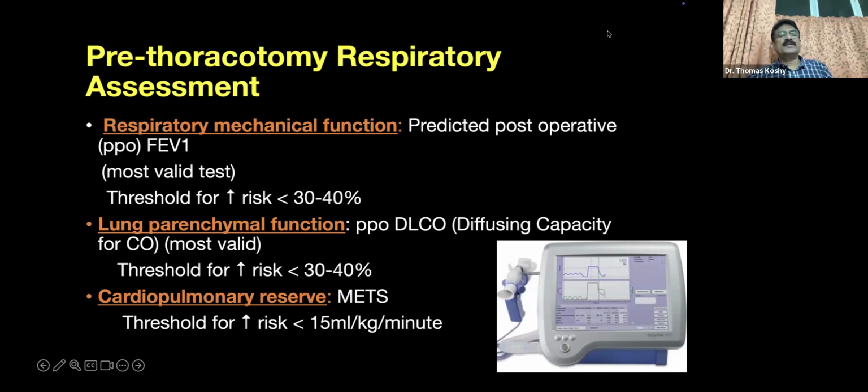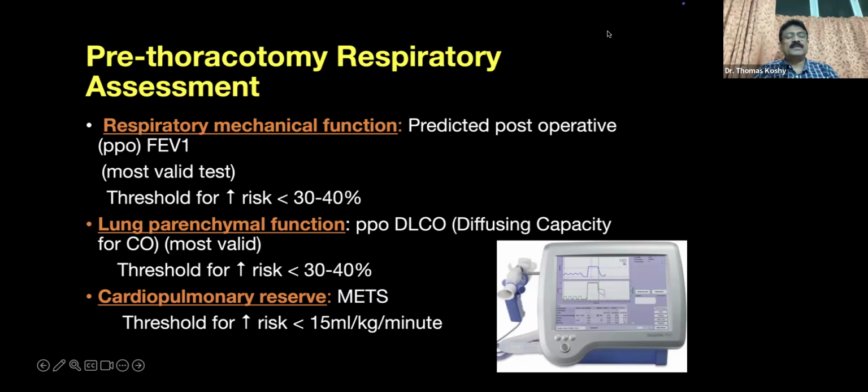Coming to the pre-thoracotomy respiratory assessment, all of us know that it is assessed under 3 headings. One is the respiratory mechanical function, second is the lung parenchymal function, and third is the cardiopulmonary reserve. Under respiratory mechanical function, the most reliable and relevant is the predicted postoperative FEV1, and the risk is higher if the value is less than 30 to 40%. I'm not going to calculate this; you must know how, or it is written in all textbooks.